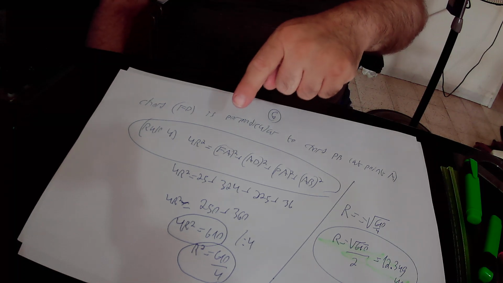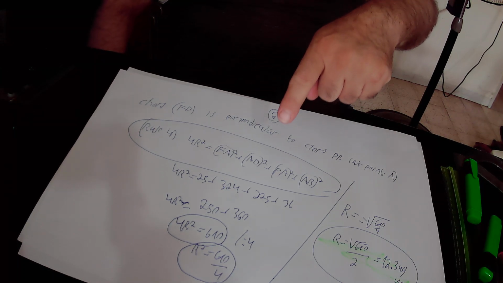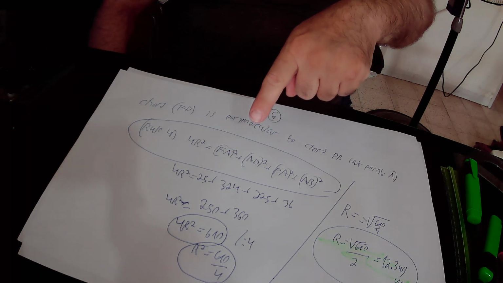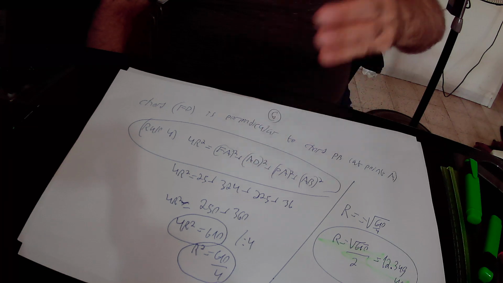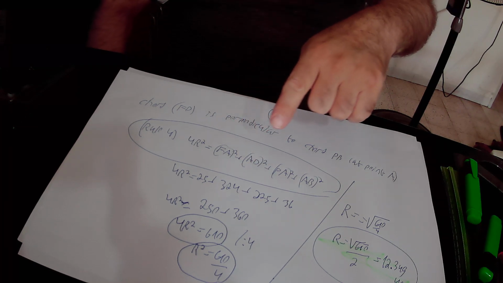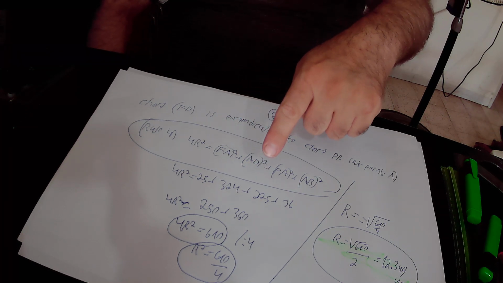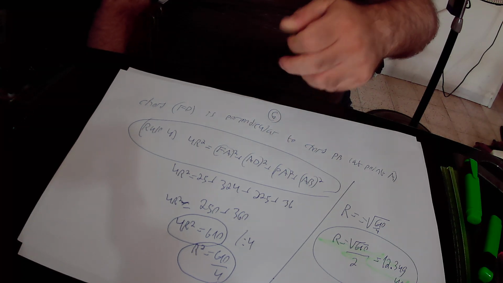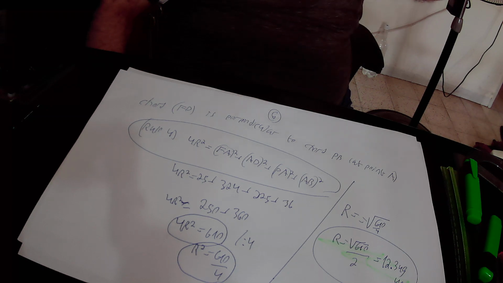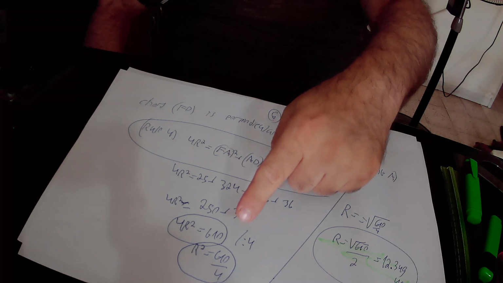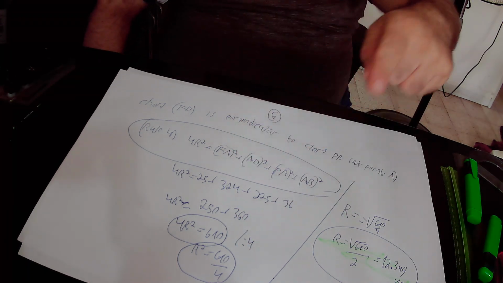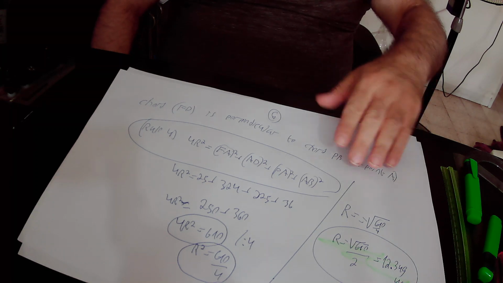In conclusion, 4R squared equals 25 plus 225, which is 250, and 324 plus 36, which is 360. So 4R squared equals 250 plus 360, which is 610. So 4R squared equals 610. We divided this equation by 4, and found that R squared equals 610 over 4.